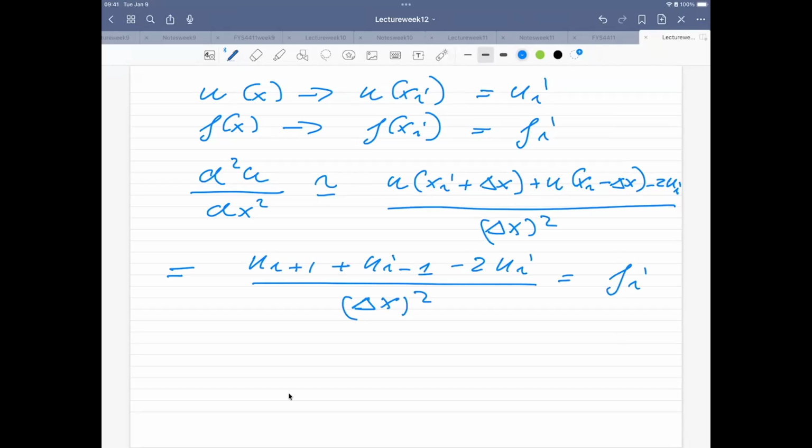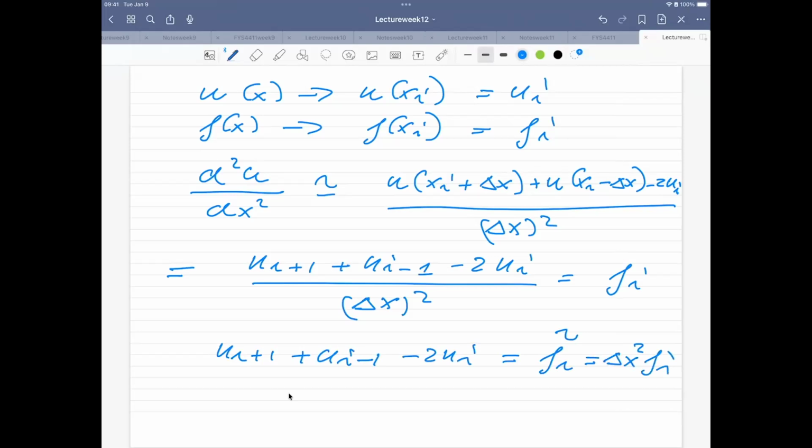I'm then going to multiply away delta x squared. So I can then have u_(i+1) plus u_(i-1) minus 2u_i equal to some f_i tilde, which is the same as delta x squared times f_i.